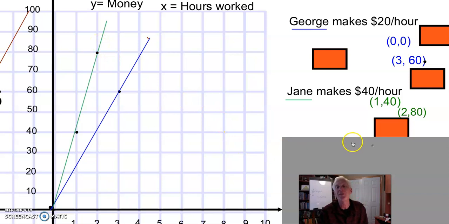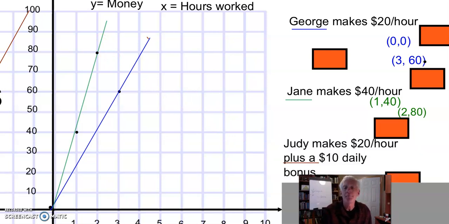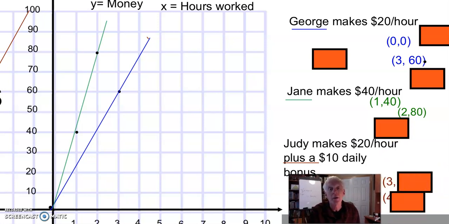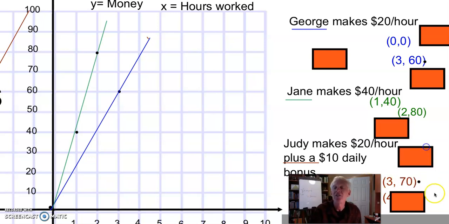And then at the end, I think we threw this in if we had time, we threw in their daughter, Judy. She makes $20 an hour, but she gets a $10 bonus for every day she shows up. So if Judy were to work for 3 hours, how much money would she make? Well, 3 times 20 is 60, but she gets that $10 bonus. So at 3 hours, Judy is going to make $70.